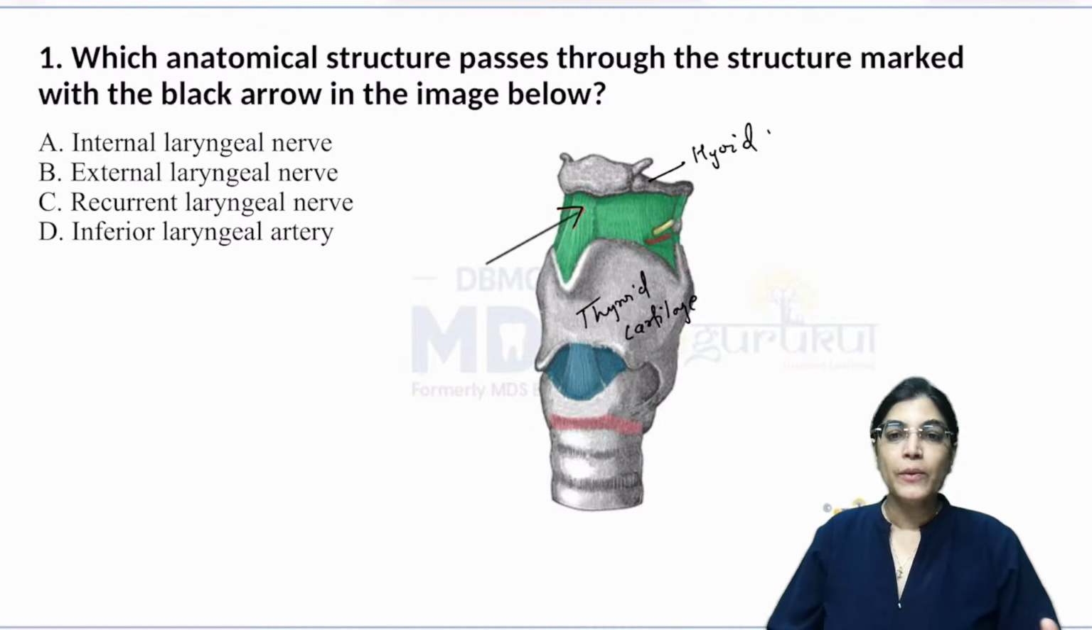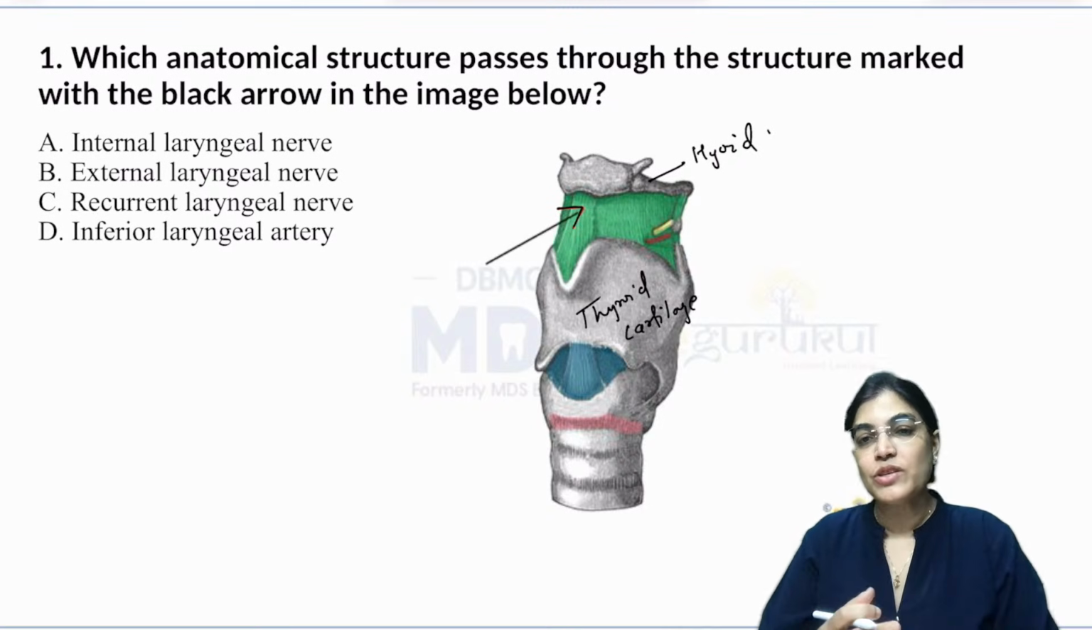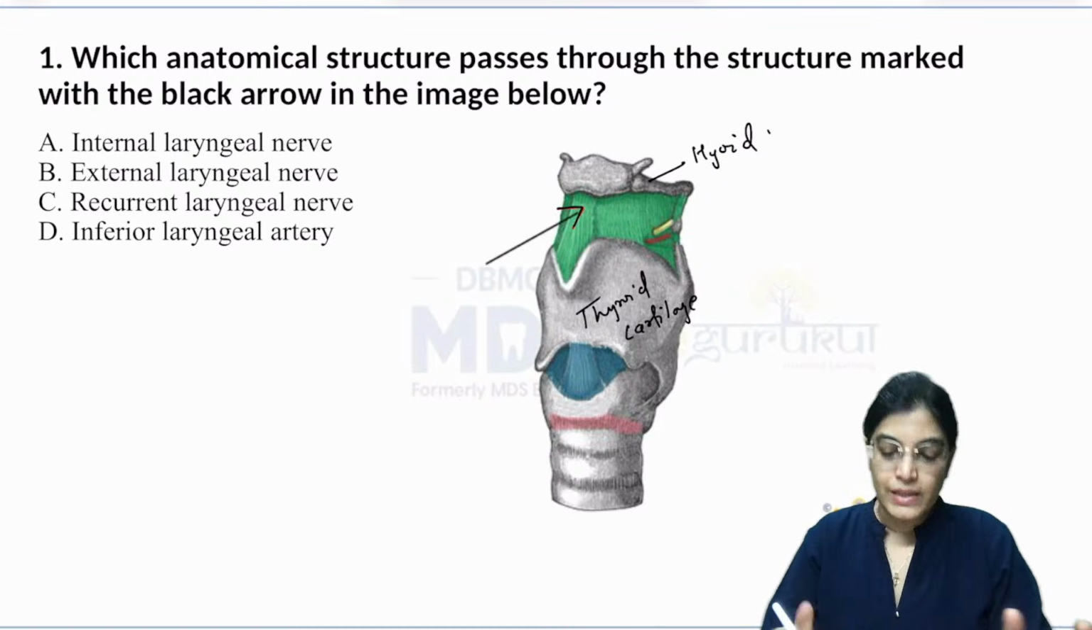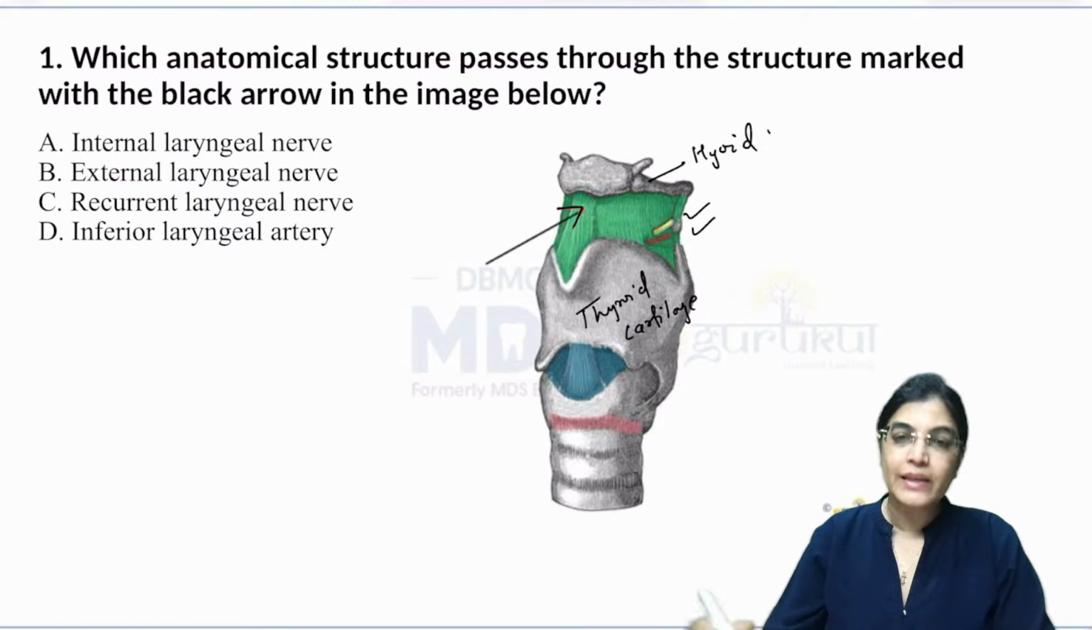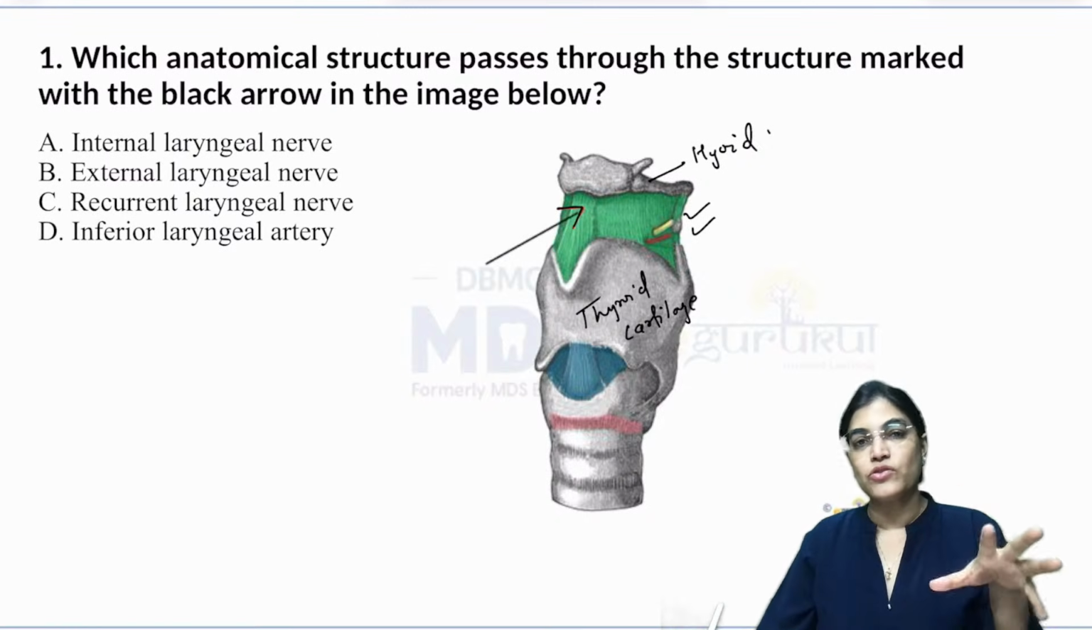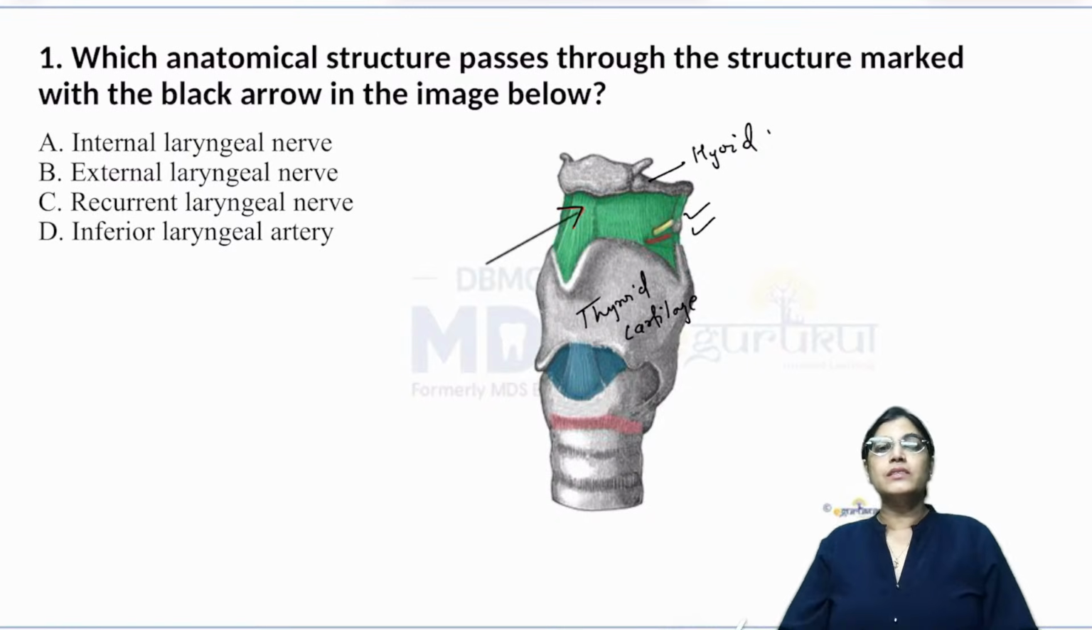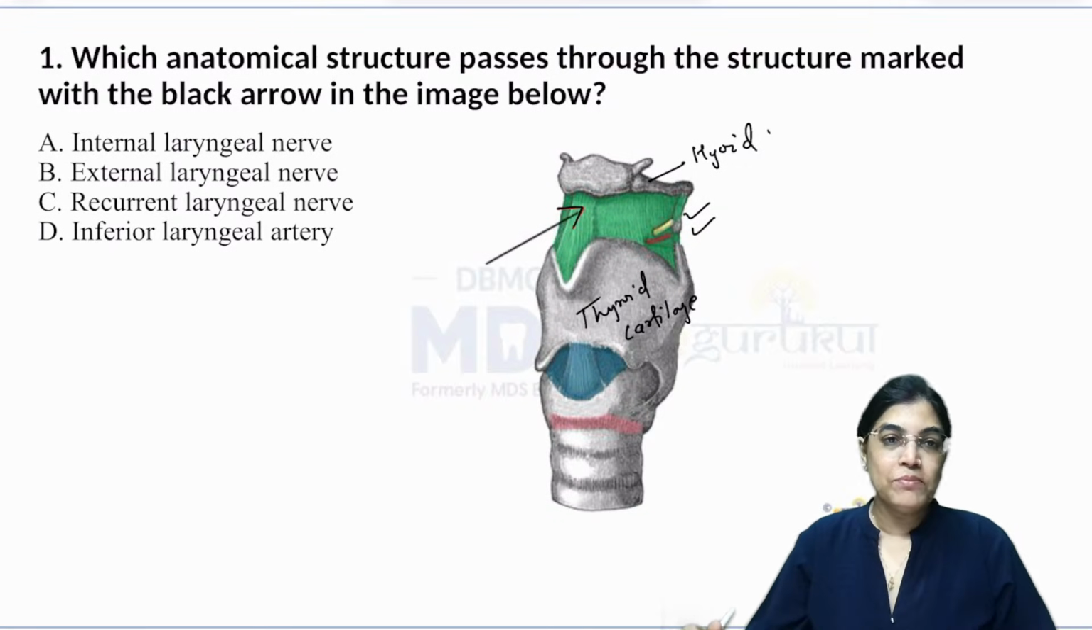It is showing you the skeletal cartilaginous framework of the larynx, and you can see the thyroid cartilage is connected with the hyoid bone. There you can see there is one nerve and one artery which is passing through this structure. So can you name which structure among A, B, C, D is piercing the thyrohyoid membrane?